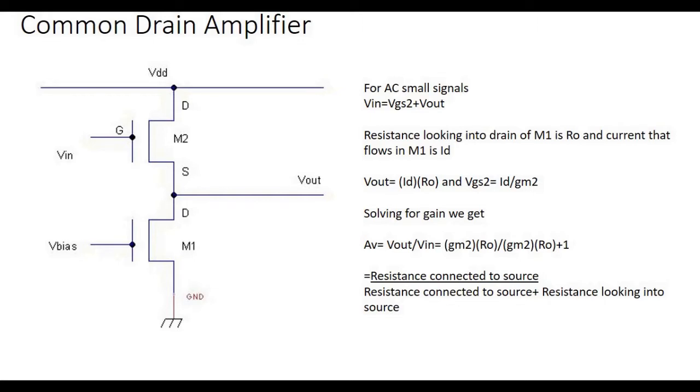So you can see that the gain is given as Vout by Vin, and it is nothing but the resistance connected to the source divided by the resistance connected to the source plus the resistance looking into the source.